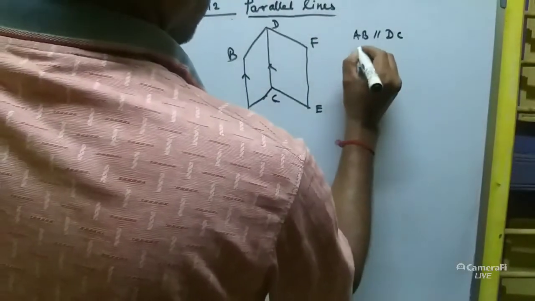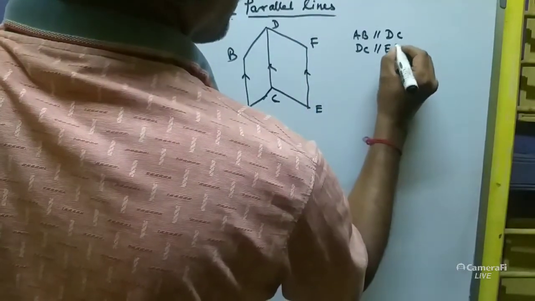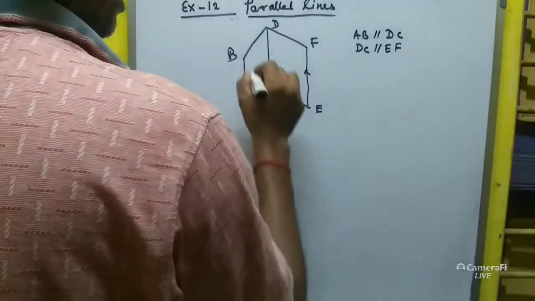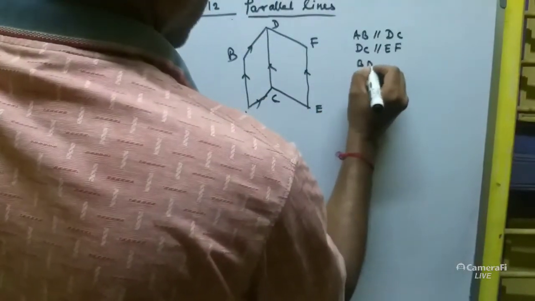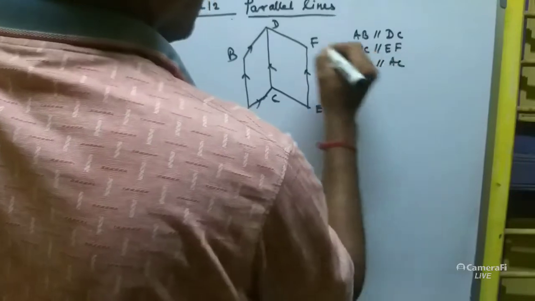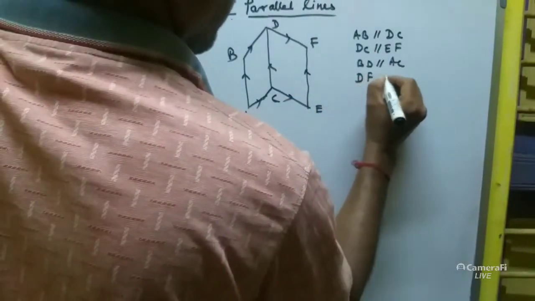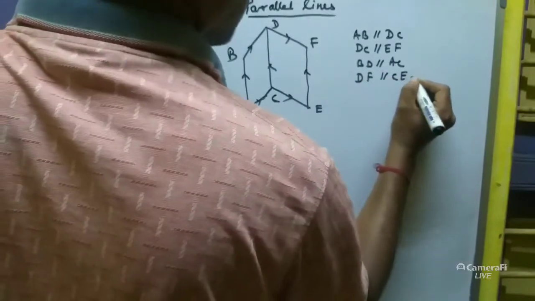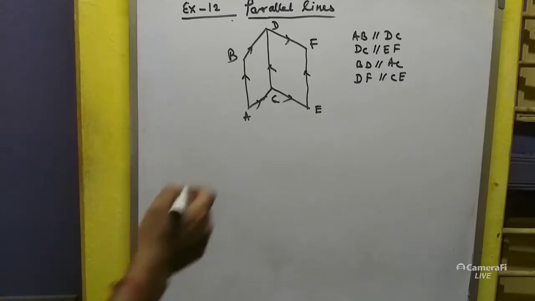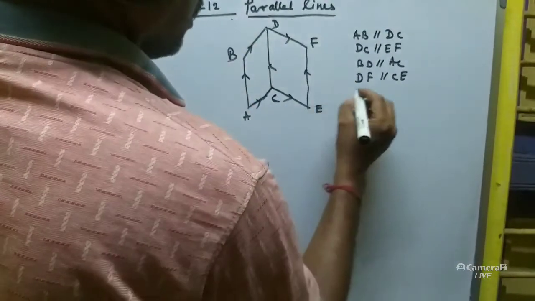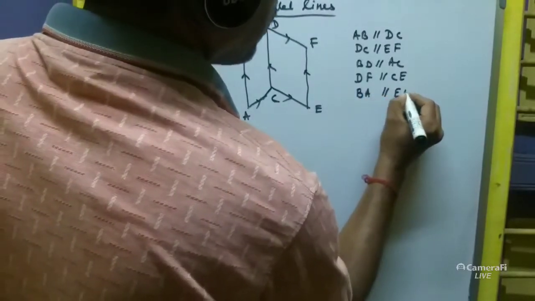Second one, DC is parallel to EF. This one is also parallel to this one. So BD is parallel to AC. This one is parallel to this one. So DF is parallel to AC. In this way you can find out the parallel lines. And also this line is parallel to this line. So BA is parallel to EF.